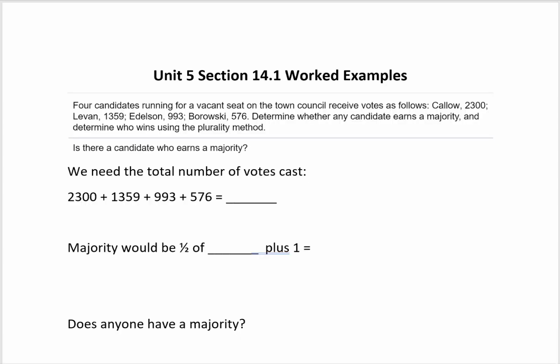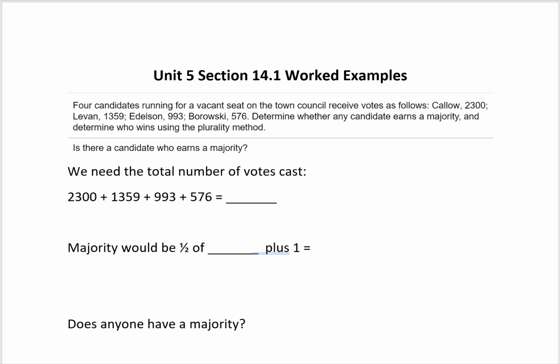Unit 5, Section 14.1 Worked Examples. 4 candidates running for a vacant seat on the Town Council receive votes as follows: Callow, 2,300; Levin, 1,359; Edelson, 993; Borowski, 576. Determine whether any candidate earns a majority and determine who wins using the plurality method.